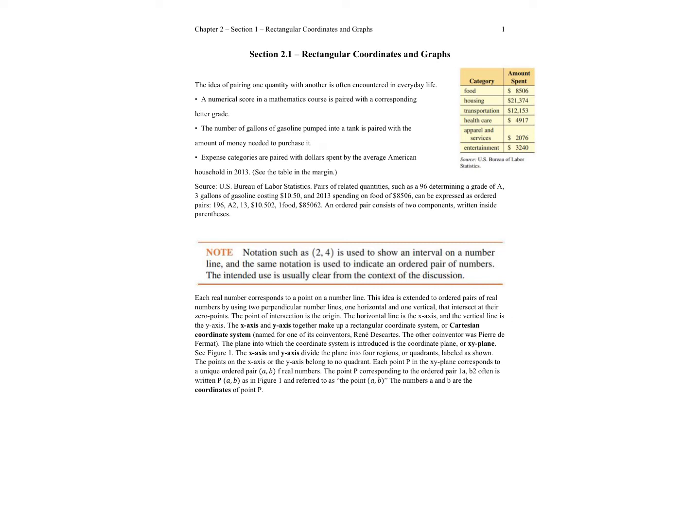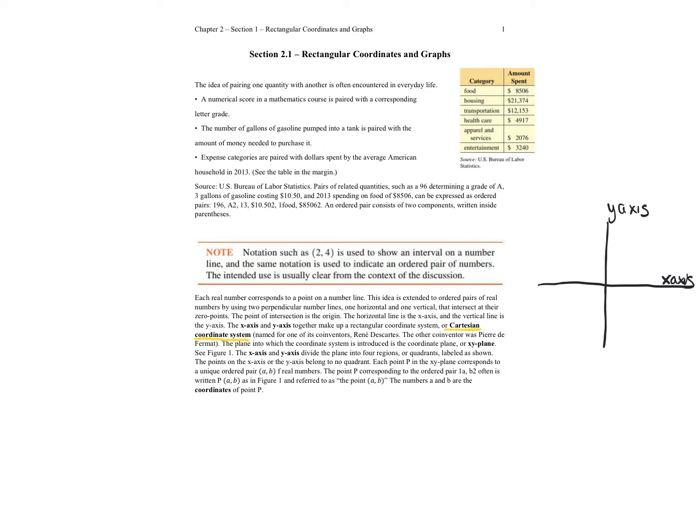Okay, so we're going to start chapter 2 today, and before we get too deep in it, we're going to look at something that you've studied for a while. It's called the rectangular coordinate system, or the Cartesian coordinate system. So let me draw one. This is your y-axis, your x-axis. This is called the Cartesian coordinate system.